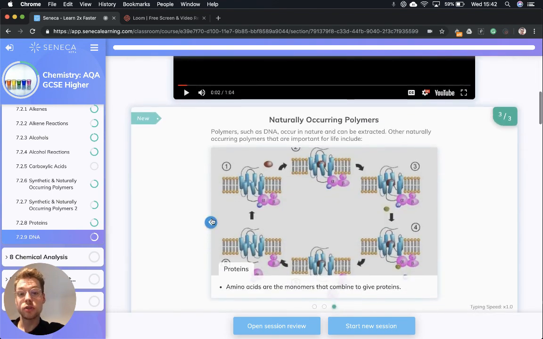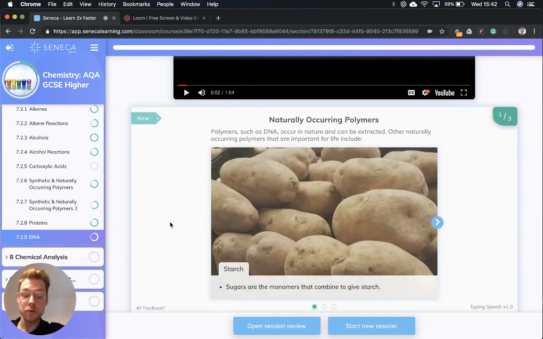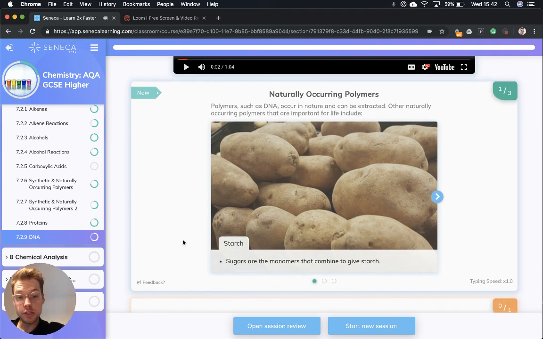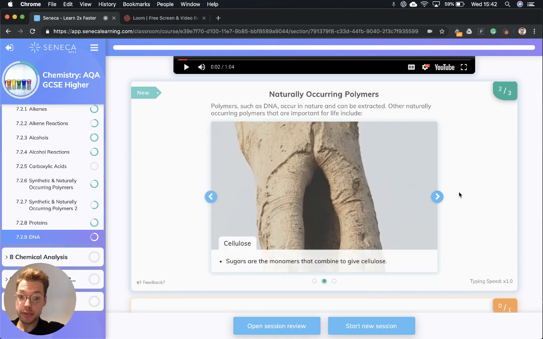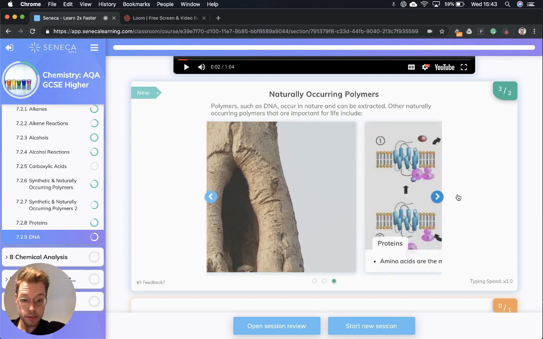Okay, so I'm just going to take this opportunity to also talk about some other naturally occurring polymers which are really important in everyday life. So we've got starch, which is in stuff like potatoes, and we eat a lot of starch in things like pasta, and it's made up from sugars. So sugars are the monomers of starch. We've also got cellulose, which is found in plants and bark and that kind of thing. And the monomers are also sugars.